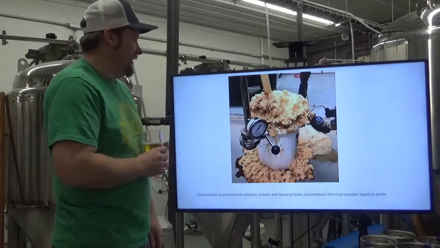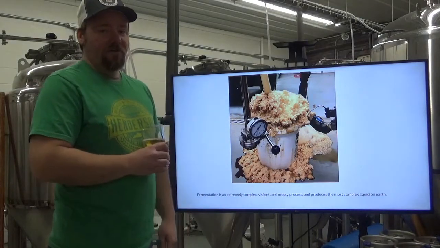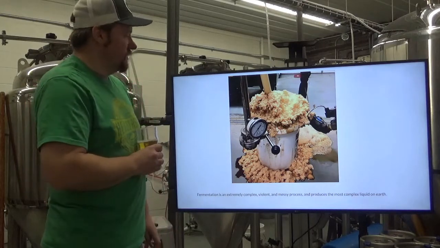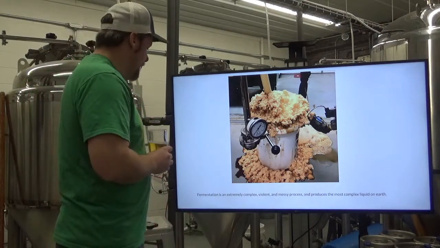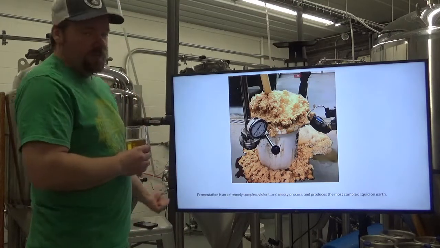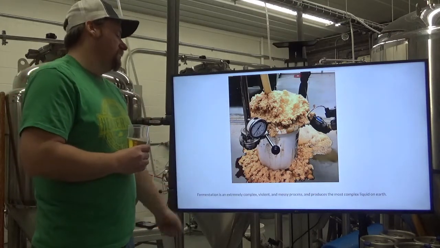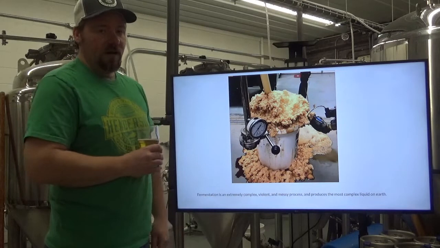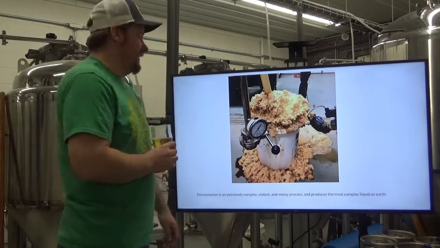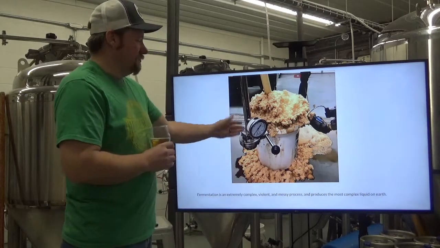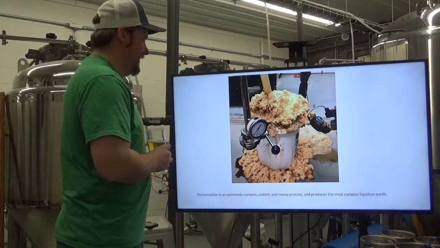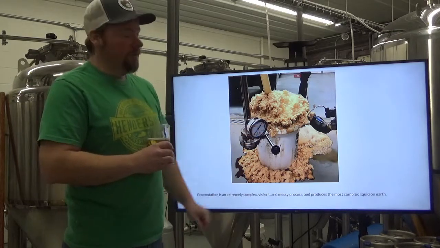And this is a picture of one of our very vigorous fermentations. I believe it was our Imperial Stout. I've described fermentation as an extremely complex, violent, and messy process, and it produces the most complex liquid on Earth. And I really love it. And this is part of the reason why we don't have our fermenters out within view of the public. That would turn off a lot of people.